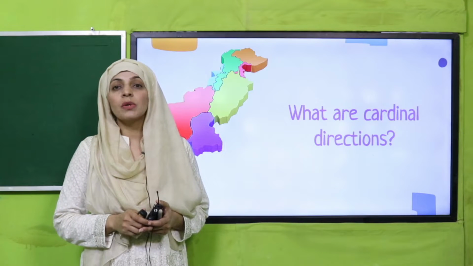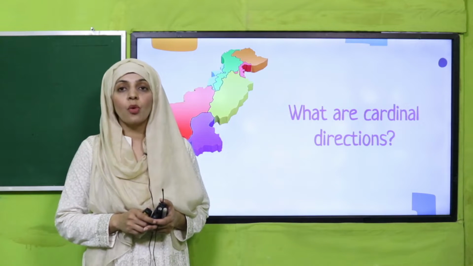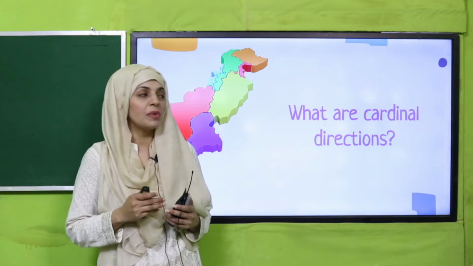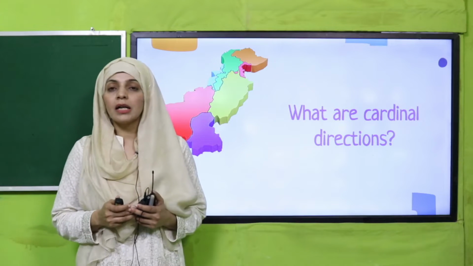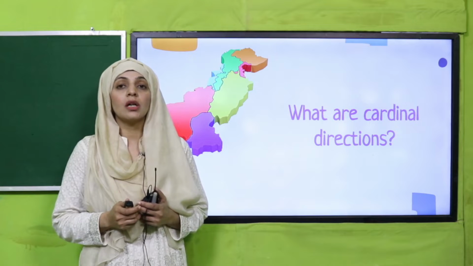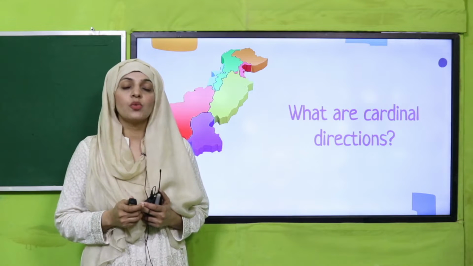We were discussing the cardinal directions, the 4 directions, and we also discussed the intermediate directions. So what are cardinal directions? These are the directions on the compass rose that we see: north, east, west, and south.